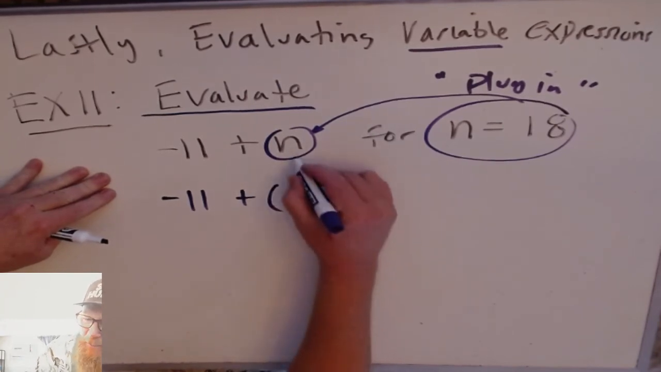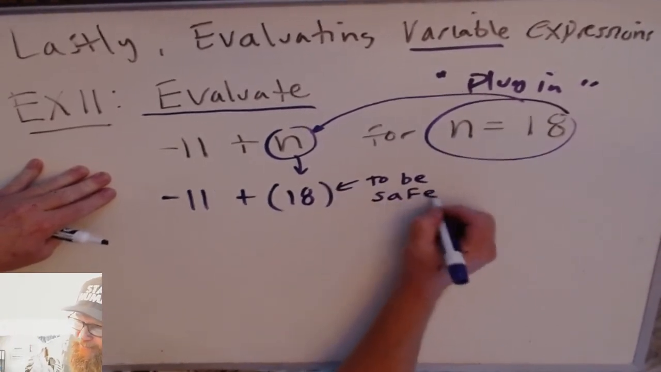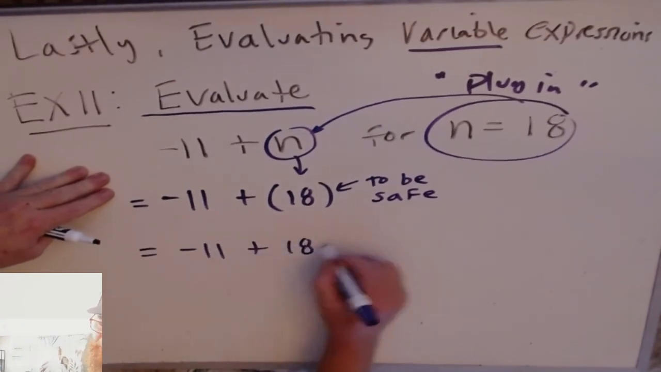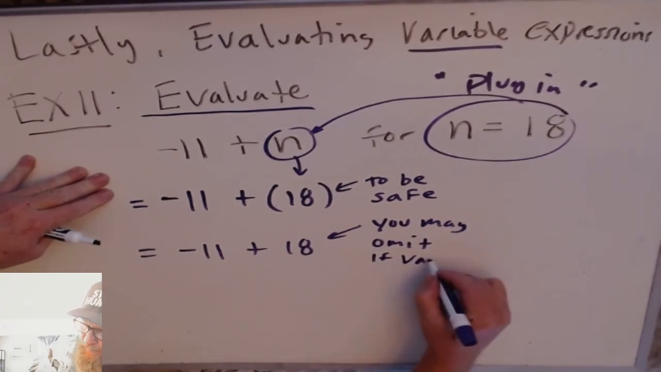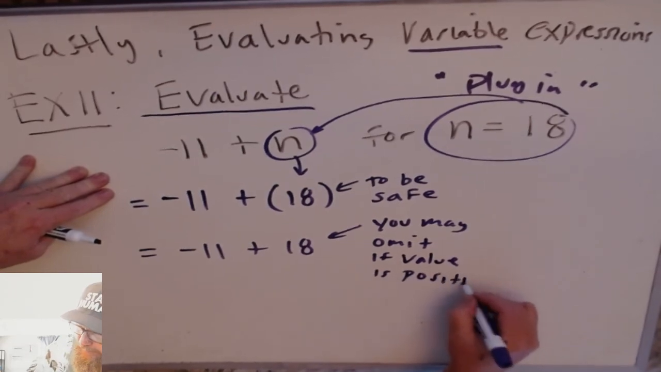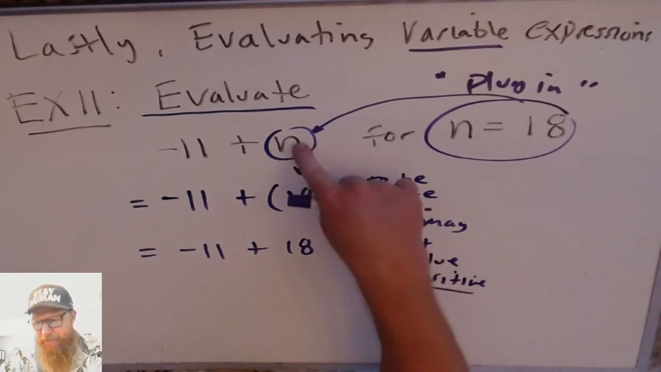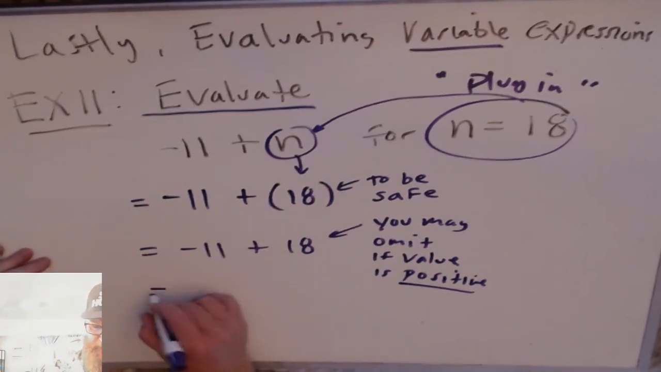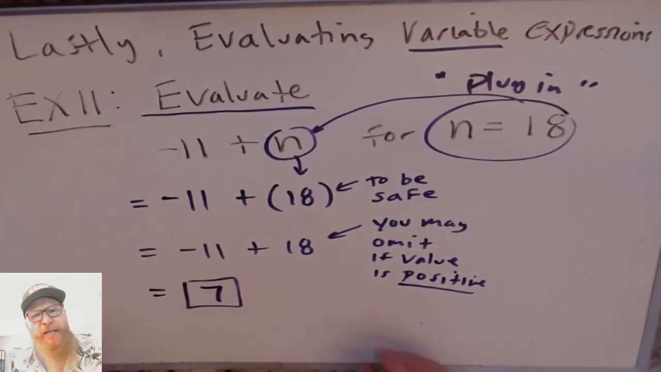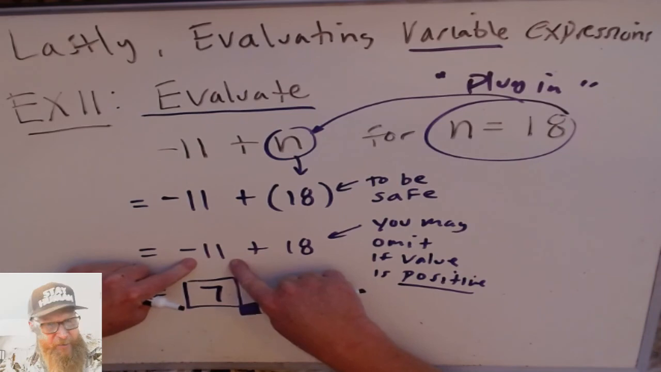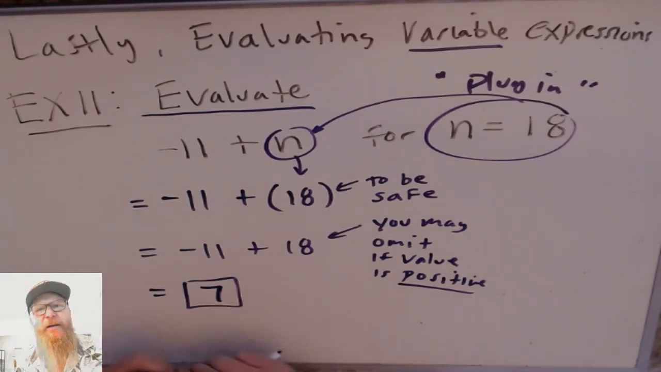Now, technically, I should probably use parentheses. Yeah, to be safe. But once you realize that you don't need them, you may omit them if the variable value is positive. We typically don't put parentheses around positive numbers. It's not necessary. However, if this was a negative number, I would definitely keep the parentheses. So I have -11 plus 18, so that would be 7. And again, I just think about money. If I owed $11, so I was overdrawn $11, and then I made a deposit of $18, assuming that there's no extra fees, I would now have $7.